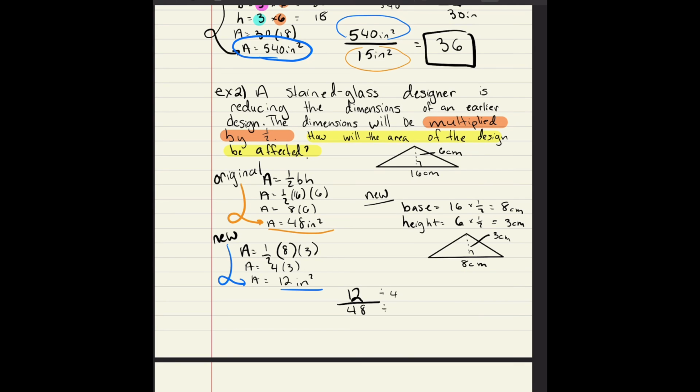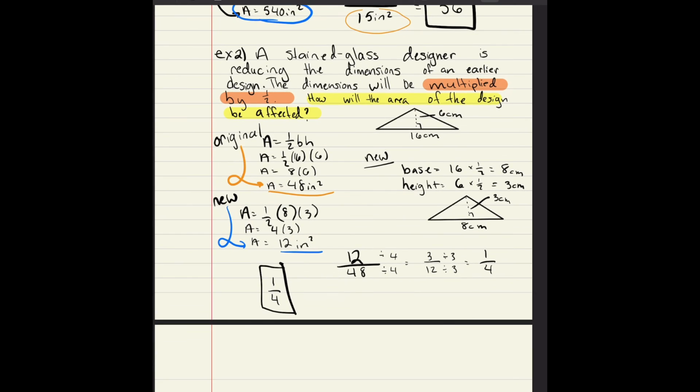So I know 12 can go into both of these 4 times, which would be 3 over 12, right? And this can be reduced even more. I know 3 can go into both of these. 3 can go into 3 one time. 12 divided by 3 is 4. So the area is affected, it is multiplied by a fourth. And that is your answer.